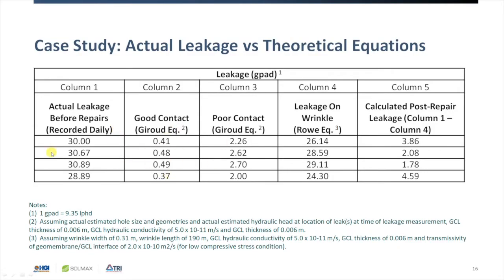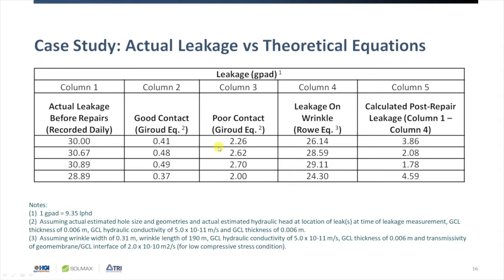So it turns out, when we did the calculations, that given all those holes where they were, if they had been in intimate contact, they should have collectively only been leaking less than 1 gallon per acre per day. See this column 2 here? But it was actually leaking right around 30 gallons per acre per day. However, when we put those same holes using the Rowe equation, we get up to what was actually measured. We got just under 30 gallons per acre per day. So even if you adjust one of the parameters for the Giroud equation for poor contact, it still only gets up to less than 3 gallons per acre per day.